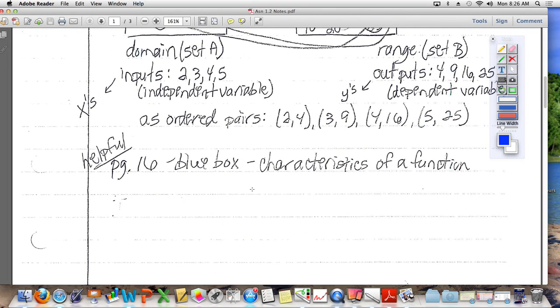I made a note here that on page 16 in your book, there's a blue box that has a bunch of characteristics of a function that might be helpful. So you might want to write that down, refer back to it if you need to when you're working on your assignment.